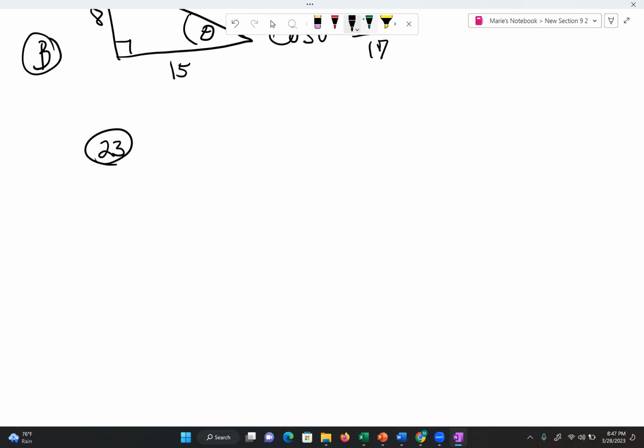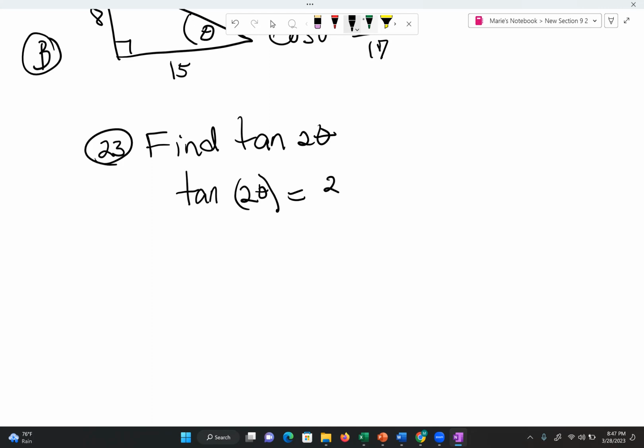Okay, the last one, I believe they're giving us a tan 2 theta. So we're going to find tan of 2 theta. And tan of 2 theta is equal to 2 tan theta divided by 1 minus tan squared theta. Okay. They are giving us a triangle.